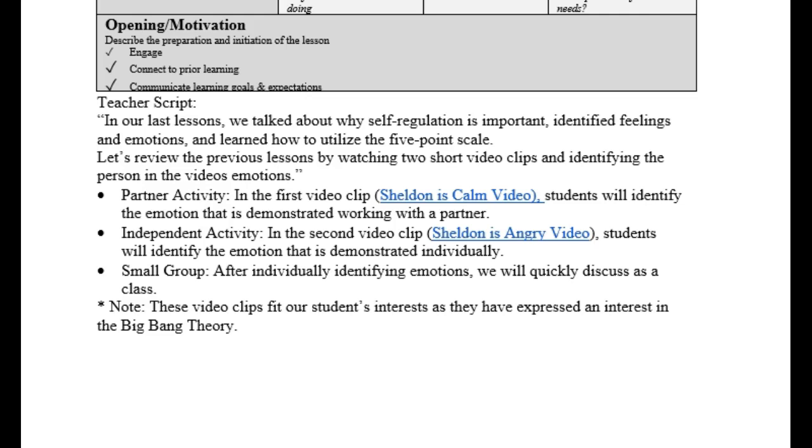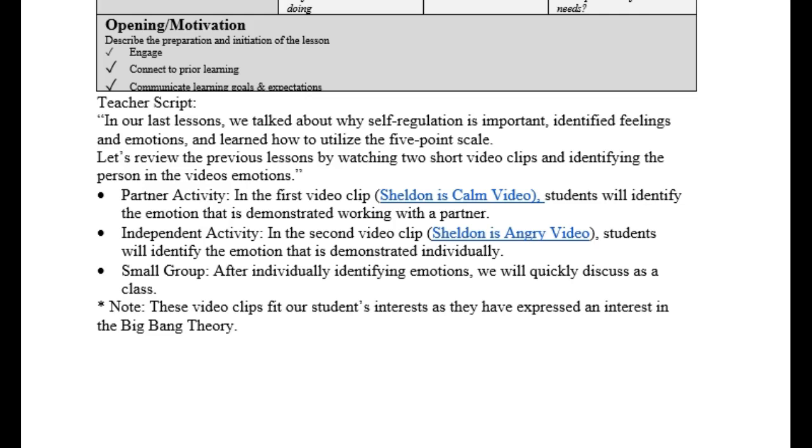In our last lessons, we talked about why self-regulation is important, identified feelings and emotions, and learned how to utilize the 5-point scale. Let's review the previous lessons by watching 2 short video clips and identifying the person in the video's emotions. And they'll start with a partner activity where they show a video clip where Sheldon from The Big Bang Theory is calm. And these video clips were picked because the student has interest in The Big Bang Theory. And the students will then, in a partner activity, identify the emotion that's demonstrated, working with the partner.